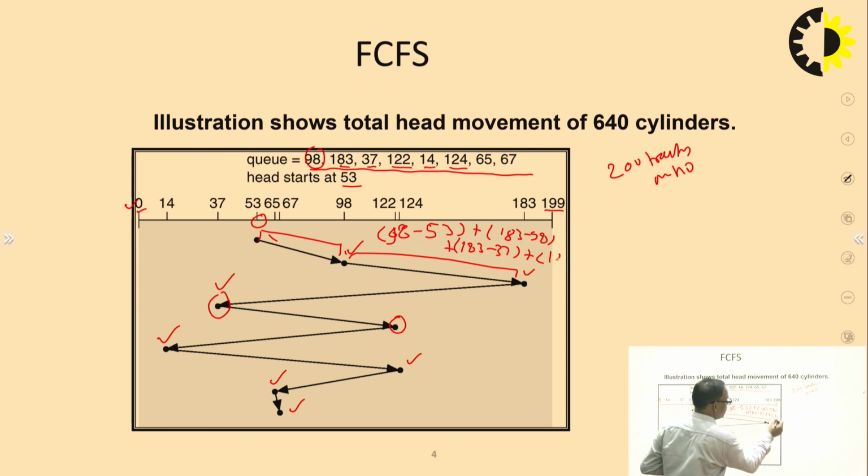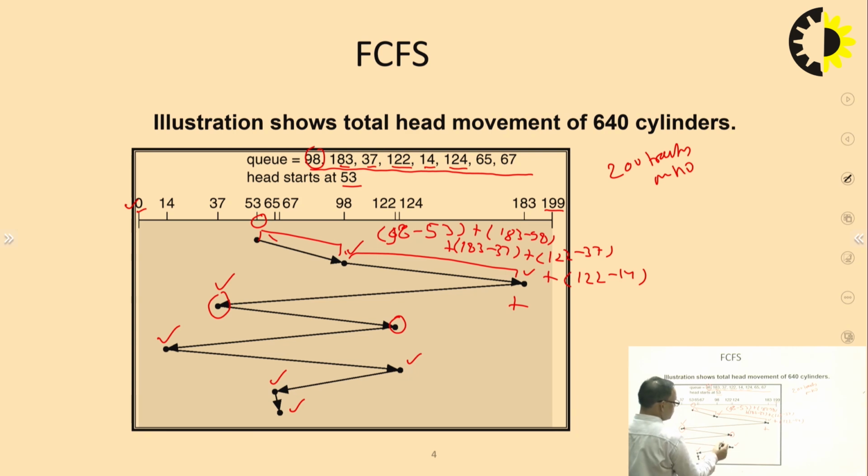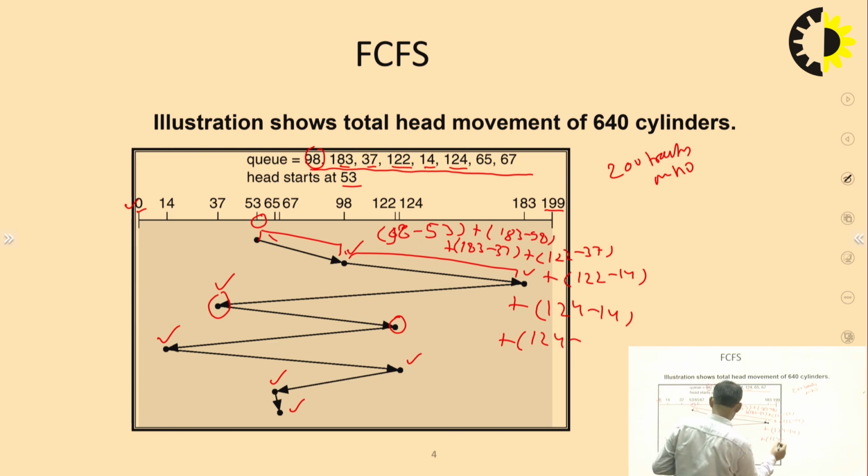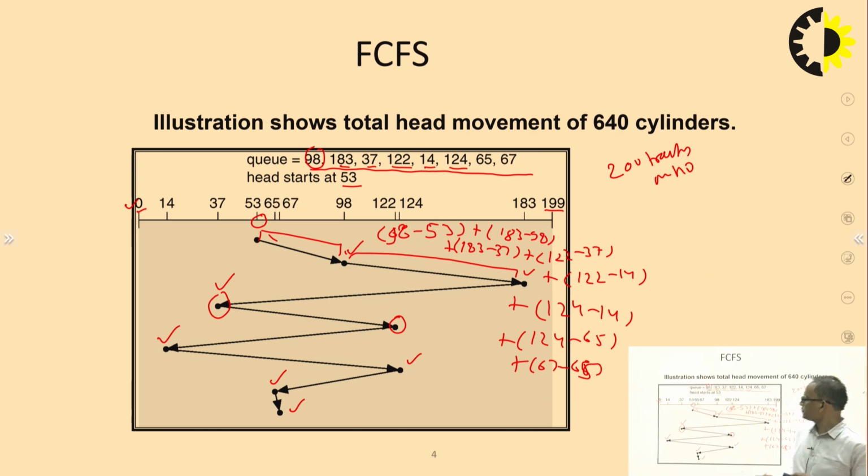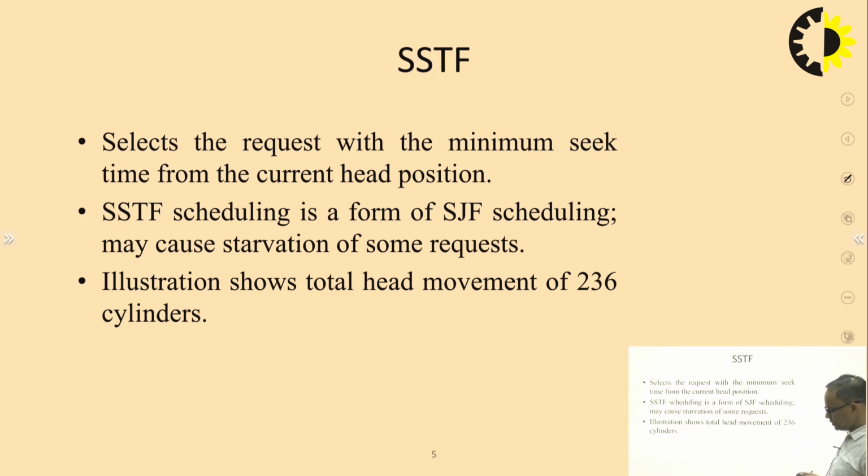So 122 minus 37 plus, from 122 again it moved to 14. 122 minus 14 plus, from 14 it moved to 124 again. So 124 minus 14 plus, from 124 minus 65 and again 67 minus 65. So in this way total head movement will be calculated. Okay, so this is the concept of the FCFS.